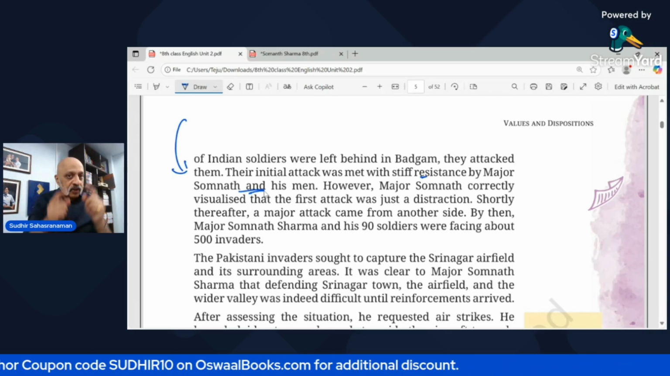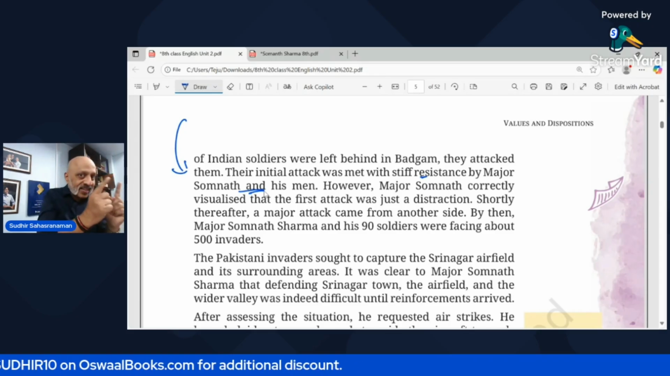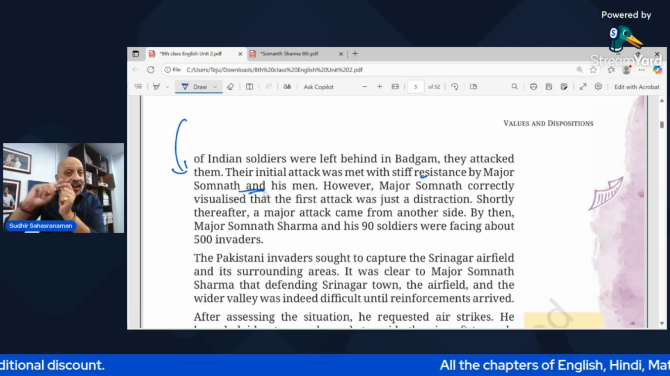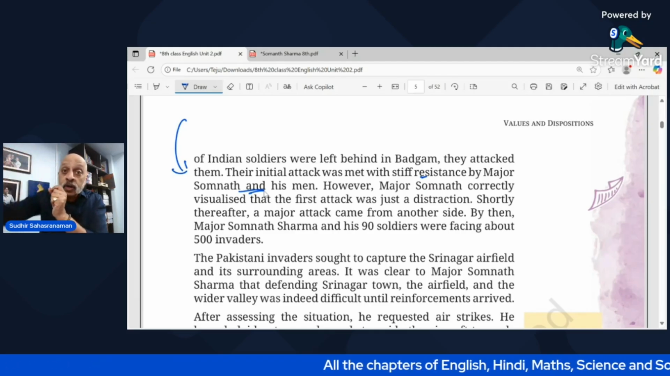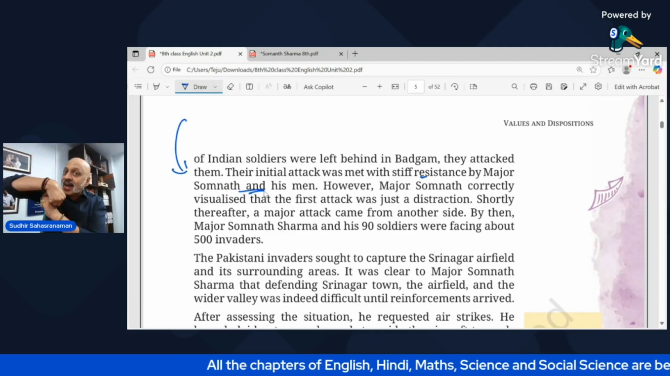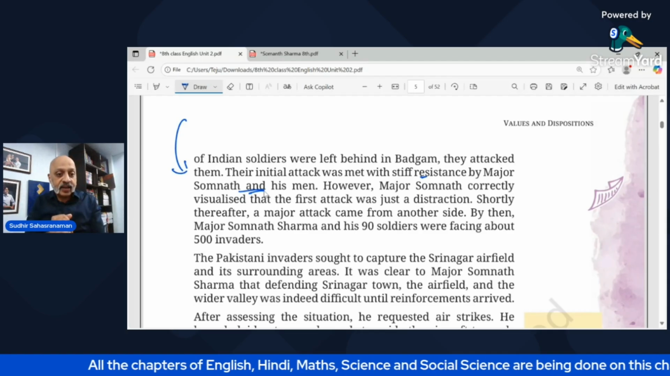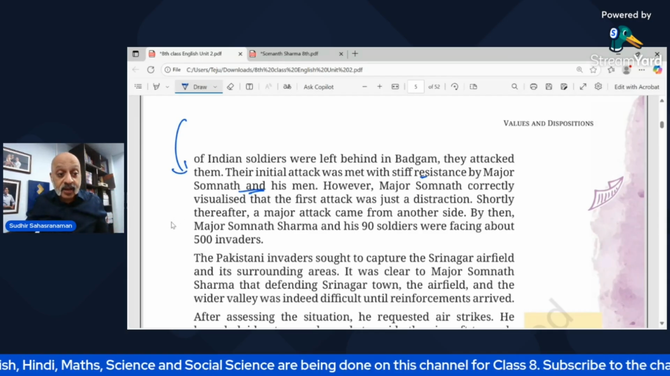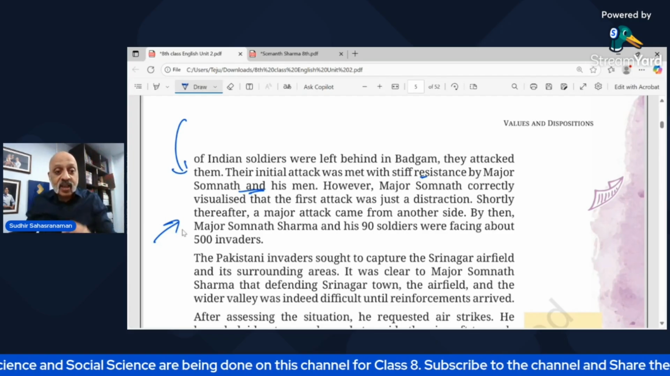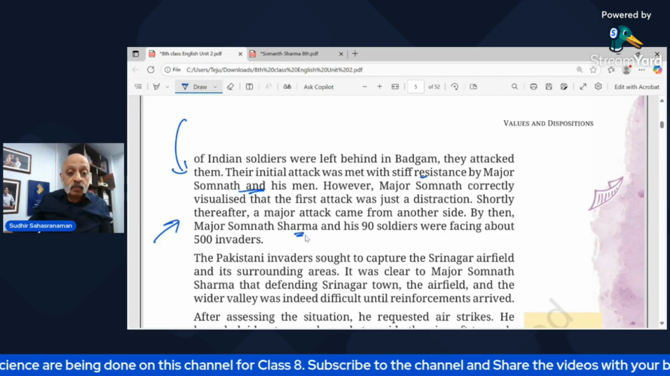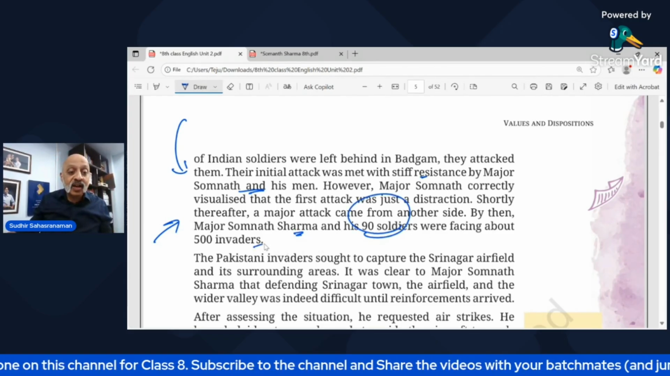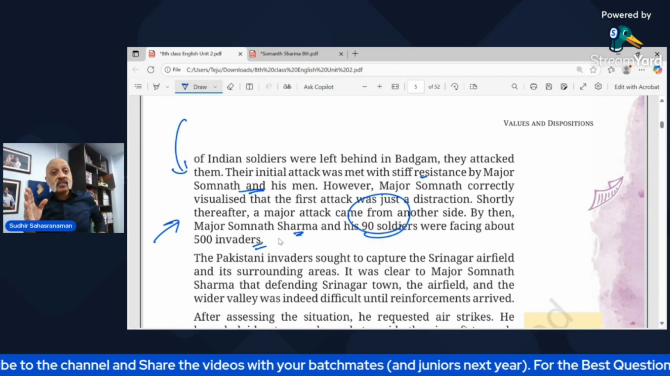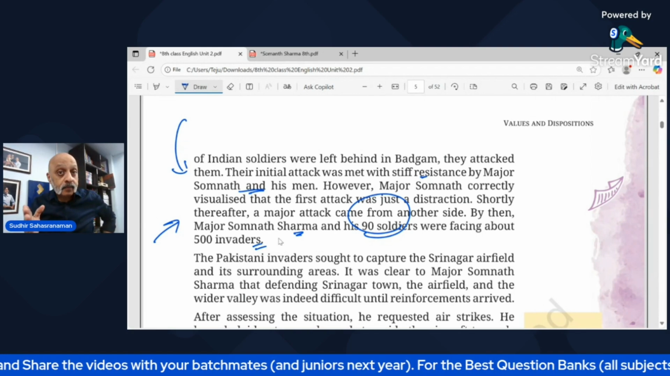So shortly thereafter, Major Somnath Sharma sensed that something is wrong. This is a distraction. They're trying to distract us to focus only on one direction, whereas the actual threat may be coming from the other direction. Shortly thereafter, a major threat came from the other side. So what I told you precisely happened. By then, Major Somnath Sharma and his 90 soldiers were facing about 500 invaders. So it is 90 against 500 people.